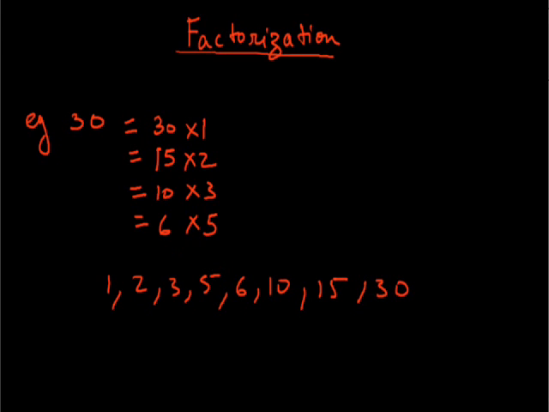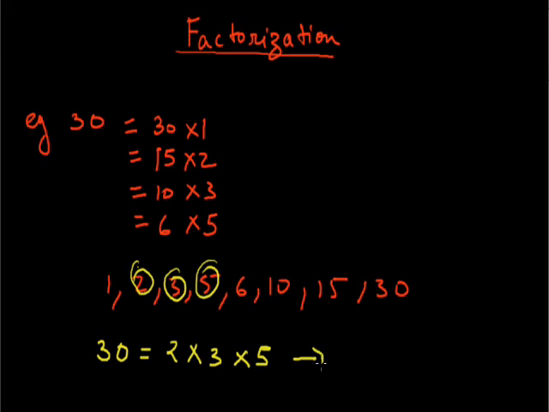Out of which 2, 3, 5 are the prime factors of 30. If I have to write the prime factorization of 30, then I will write 30 as 2 into 3 into 5. This is known as the prime factor form of 30, the prime factorization of 30.